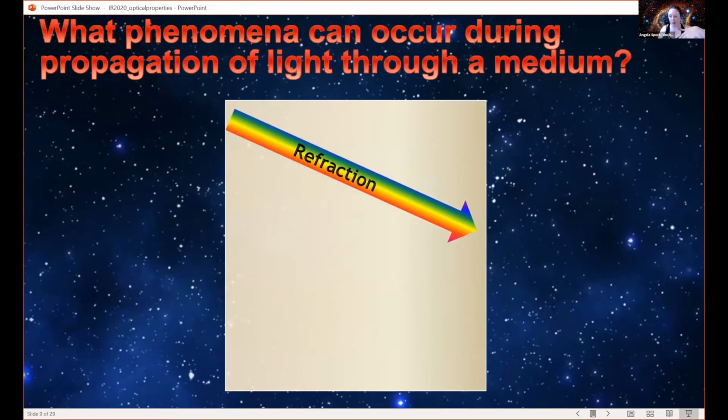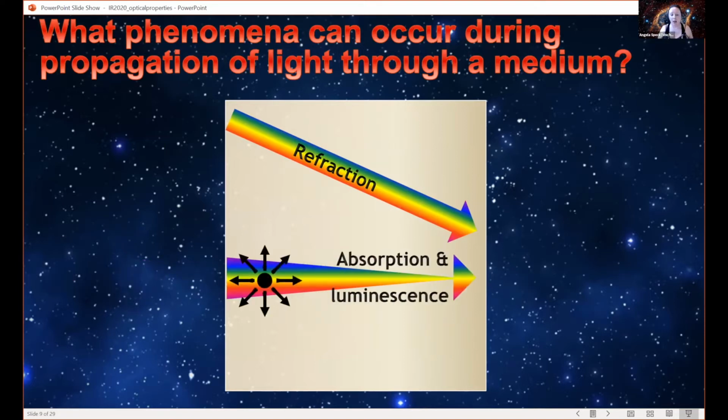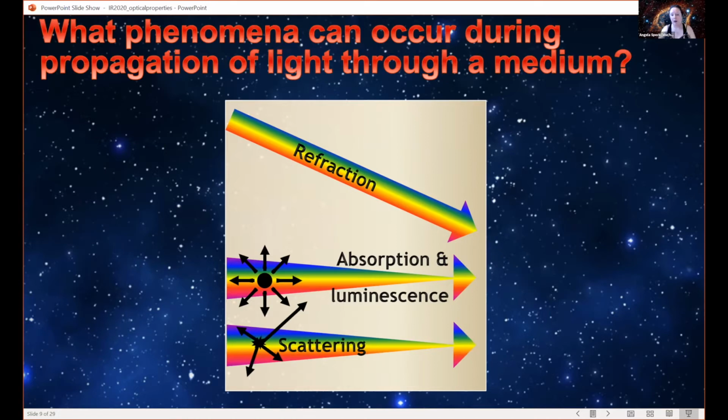Well, the light can bend. That's the stuff that we usually learn even in high school. It can be absorbed and re-emitted. I really like this word luminescence rather than emission. It's such a lovely word. And it can be scattered if there are places where it can reflect off of things.